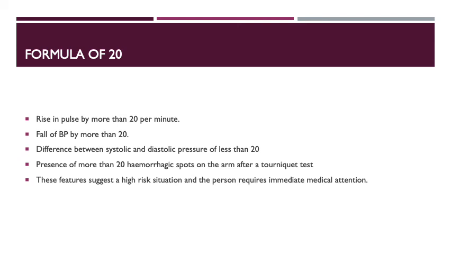What is the formula of 20? Rise in pulse by more than 20 per minute, fall of BP by more than 20 millimeters mercury, difference between the systolic and the diastolic pressure of less than 20 millimeters mercury, and presence of more than 20 hemorrhagic spots on arm after tourniquet test. These features suggest a high-risk situation and the person requires immediate medical attention.